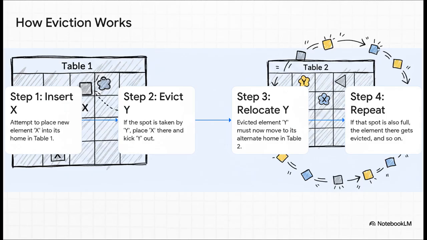The cuckoo way? Too bad for Y. We just shove X in there and kick Y out. Now, poor Y is homeless and has to find its other home over in table 2. But what if that spot is also full? Well, you guessed it, the element living there gets kicked out and the whole chaotic chain reaction continues.